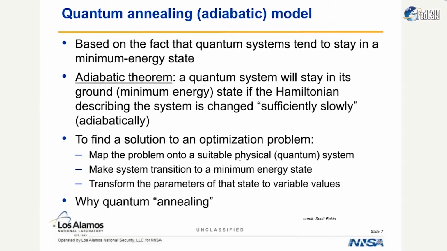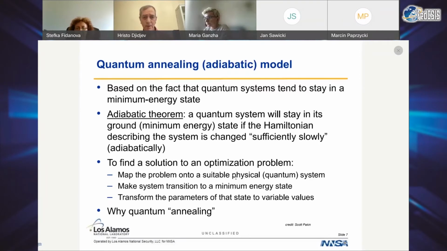Okay, so the other type of quantum computer, and the one that this talk is focused on, is the so-called quantum annealing model. It's based on the fact that if we have a quantum system, it will tend to get into a minimum energy state, or stay there if it is in a minimum energy state. And we want to use this fact to solve optimization problems.